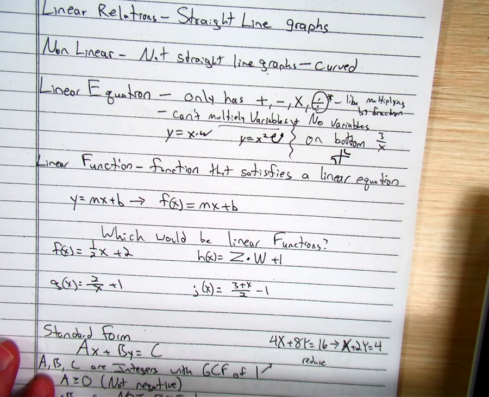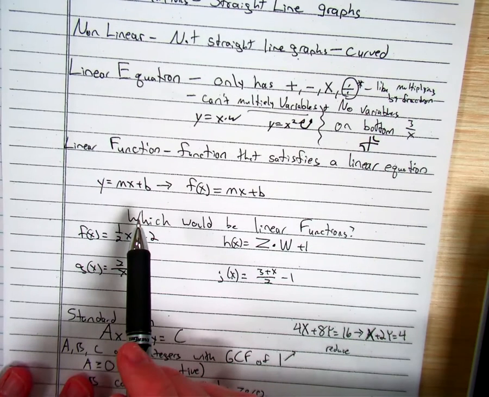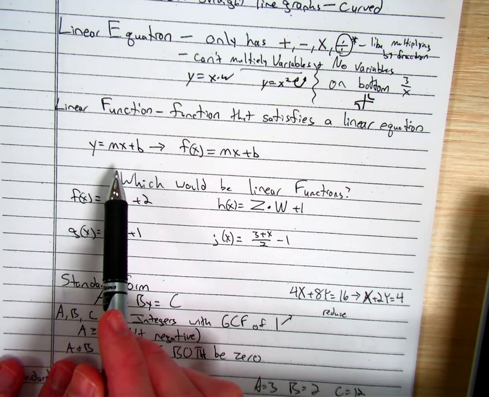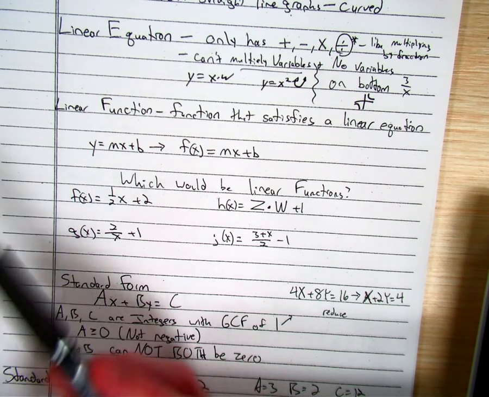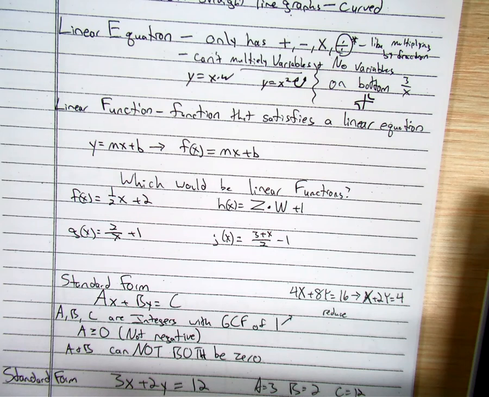So a linear function is a function that satisfies a linear equation. The most common one you probably know is y equals mx plus b, or if it's written in function notation, it could be f of x equals mx plus b, or g of x equals mx plus b. Lots of stuff like that.